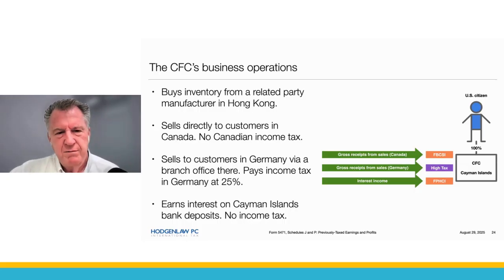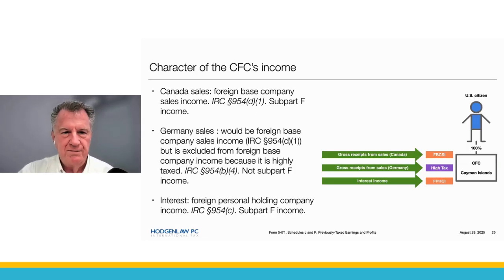Second, it sells stuff to people in Germany, and there it's got a branch office, so it's doing business in Germany, and German local tax law says you've got to pay German local income tax, corporate level. So it pays income tax, the CFC does, at the corporate level because it's got a branch in Germany, and pays 25%. And I'm choosing 25% because it makes it high tax exception income. And then the final thing is it has money in the bank in Cayman Islands and it earns interest on those bank deposits. So pretty simple situation.